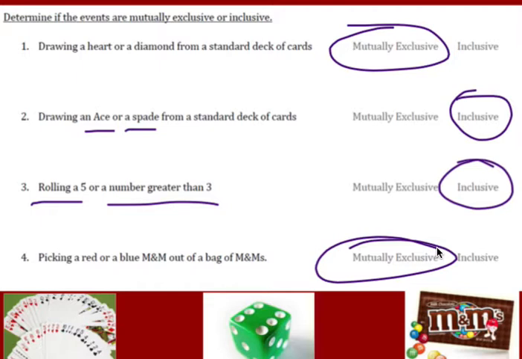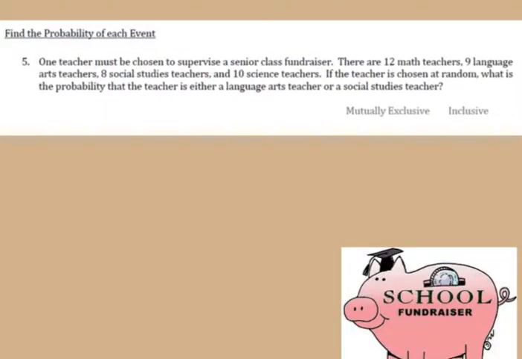So now we're going to try some examples of these. Let's read through the first one. One teacher must be chosen to supervise a senior class fundraiser. There are 12 math teachers, 9 language arts teachers, 8 social studies teachers, and 10 science teachers. If a teacher is chosen at random, what is the probability that the teacher is either a language arts or a social studies teacher?